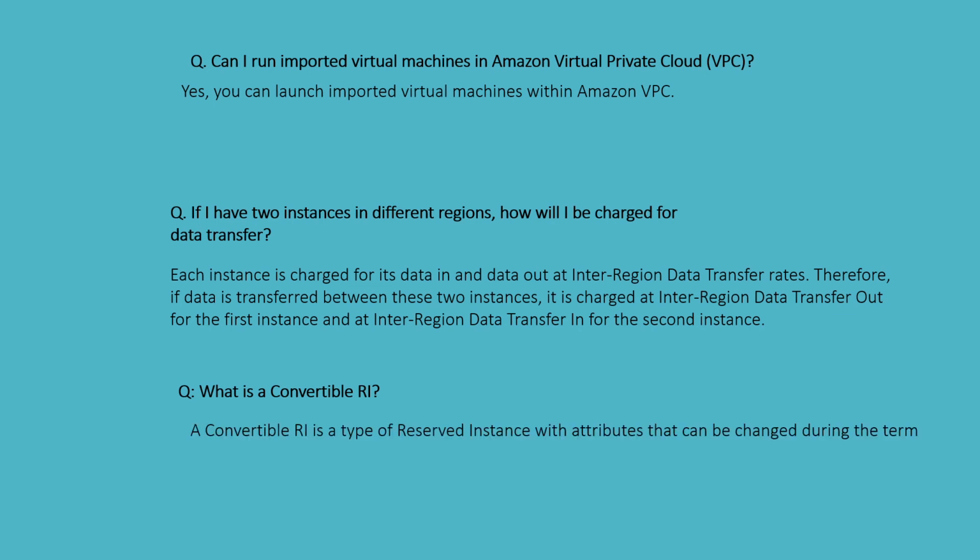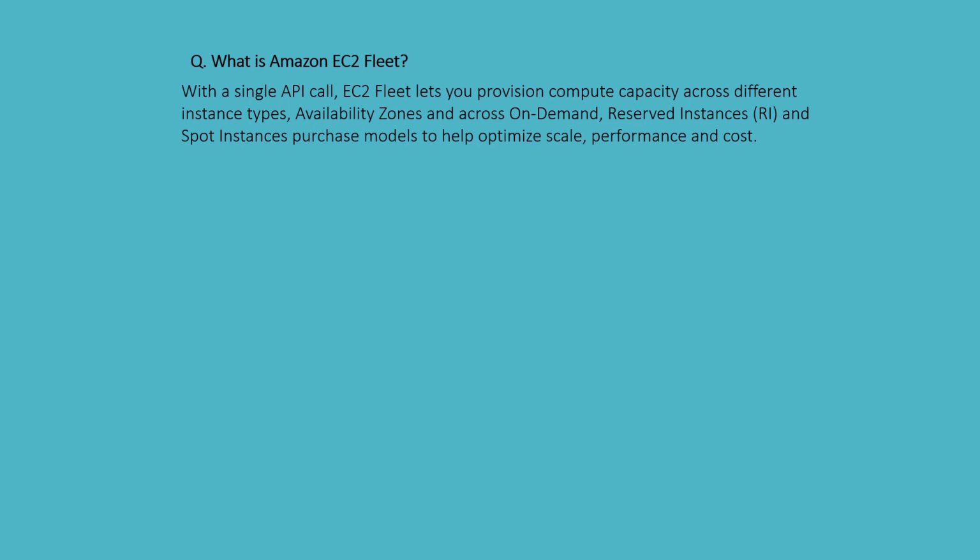Convertible RI is a type of Reserved Instance whose attributes can be changed during the term. What is the Amazon EC2 Fleet? With API calls, EC2 Fleet lets you provision compute capacity across different instance types and availability zones, across On-Demand, Reserved Instances, and Spot Instances purchase models to help optimize scale, performance, and cost.